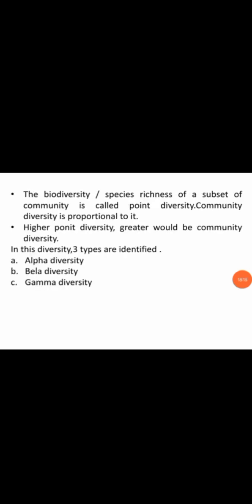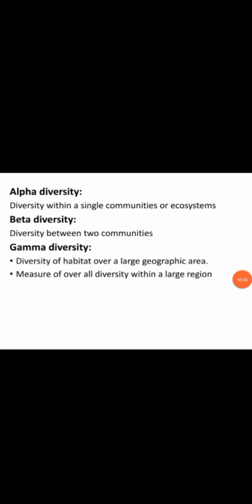The biodiversity or species richness of a subset of a community is called point diversity. That is, species richness in a specific community is called point diversity. If this point diversity is higher, the community diversity would be greater. There are three types of community diversity: alpha diversity, beta diversity, and gamma diversity.